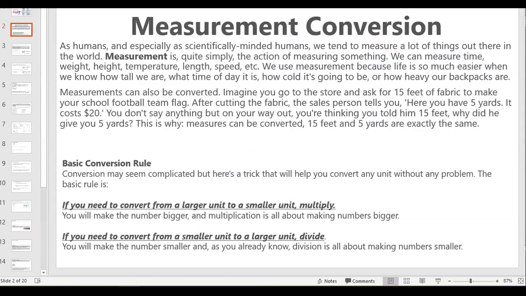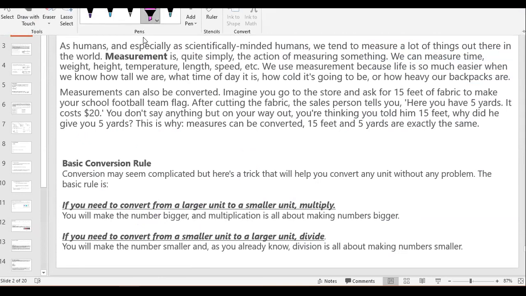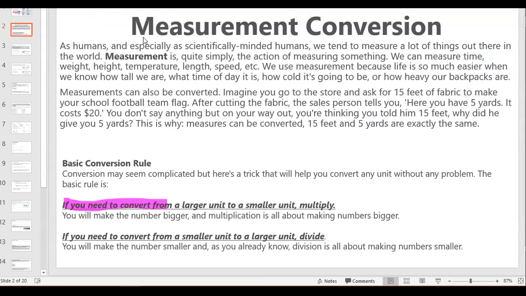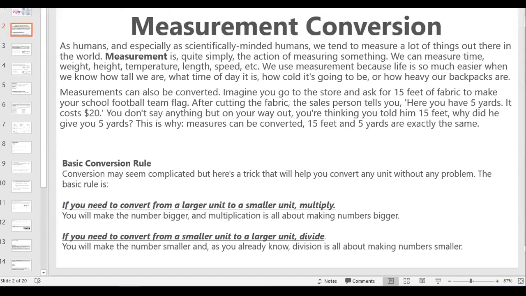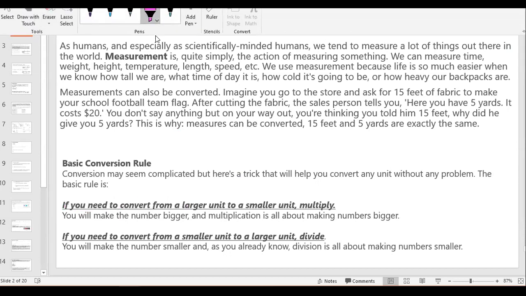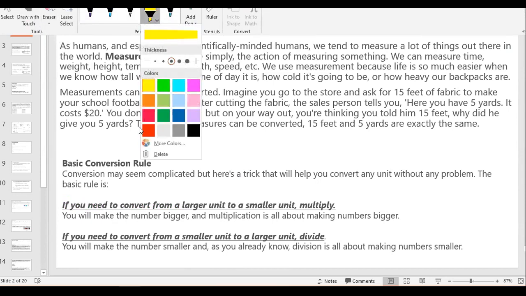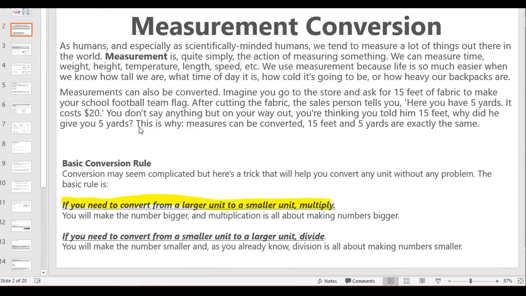One of the basic rules you guys want to try to remember is this one that I highlighted, and also bolded and underlined so you guys can see it. These are two rules right here. If you need to convert from a large unit to a small unit, you're going to be multiplying. If you're converting from a smaller unit to a large unit, you're going to be dividing. Okay, so that's basically the standard rule.